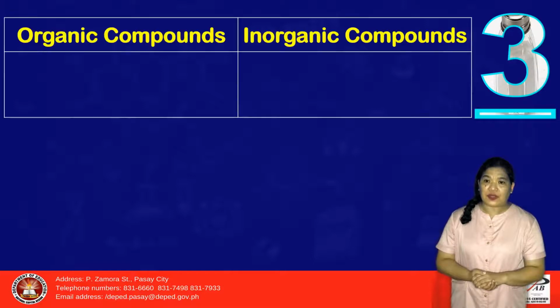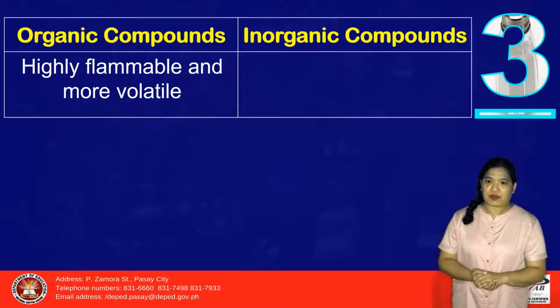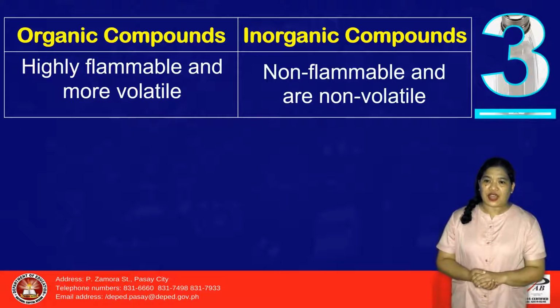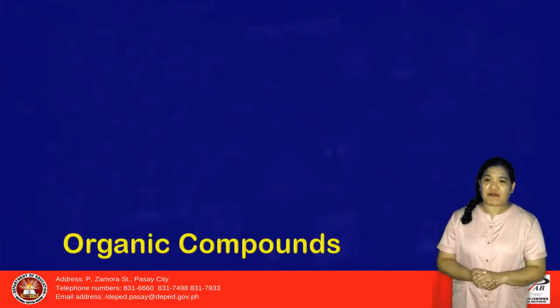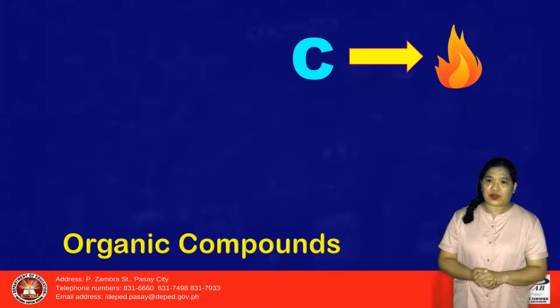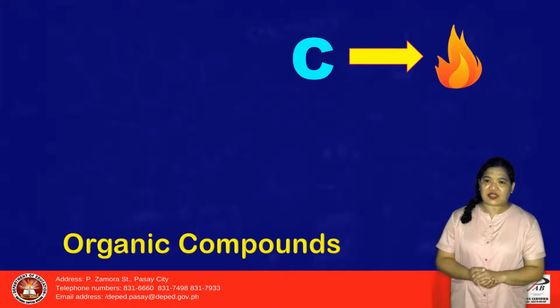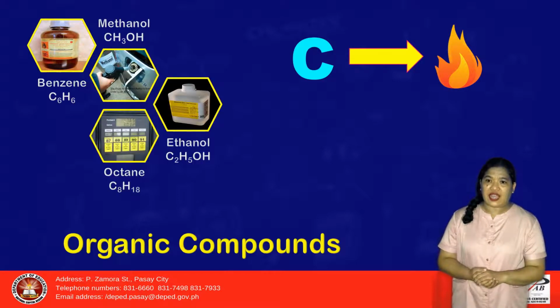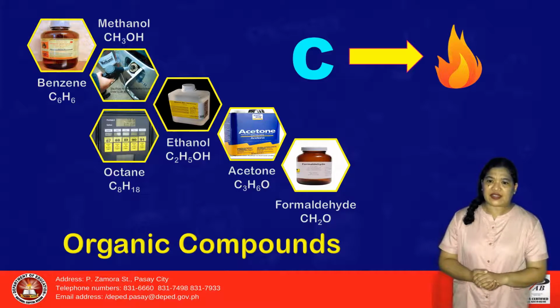Number 3. Organic compounds have properties that tend to be highly flammable and more volatile, while inorganic compounds are non-flammable and non-volatile. Organic compounds tend to be flammable because their elements are mostly carbon, which will burn in the presence of oxygen. Organic compounds are also volatile since they exist as molecules with covalent bonds between the atoms. They tend to have weak intermolecular forces, making them evaporate more easily. Benzene, methanol, octane, ethanol, acetone, and formaldehyde are examples of organic compounds with high vapor pressure.